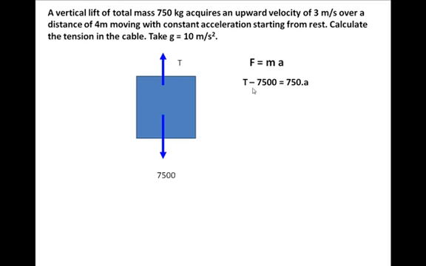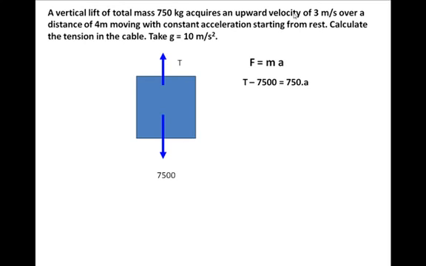See, we are told that this body is moving up. So that's the direction of acceleration a. So we want force in that direction, and therefore T minus 7500 will be the upward force. That will be equal to the mass into acceleration. So since the motion is upward, we have taken all upward forces positive and downward as negative. So T minus 7500 is equal to 750 a.